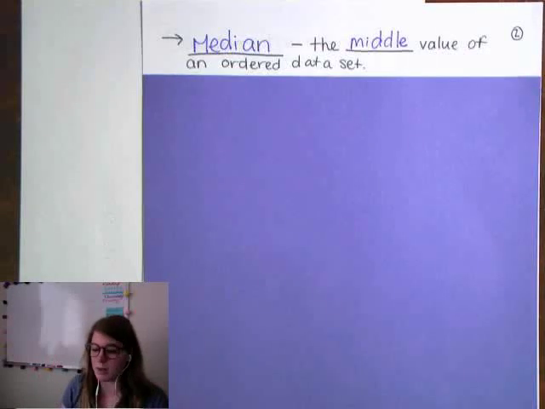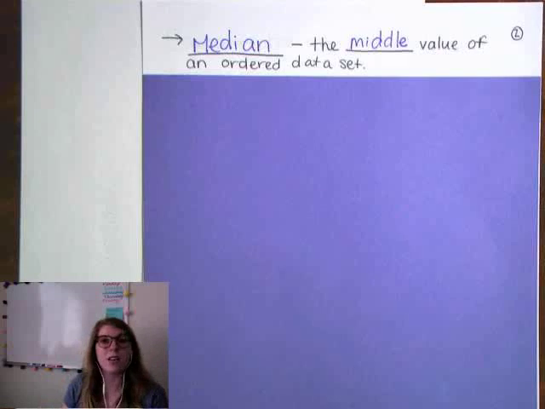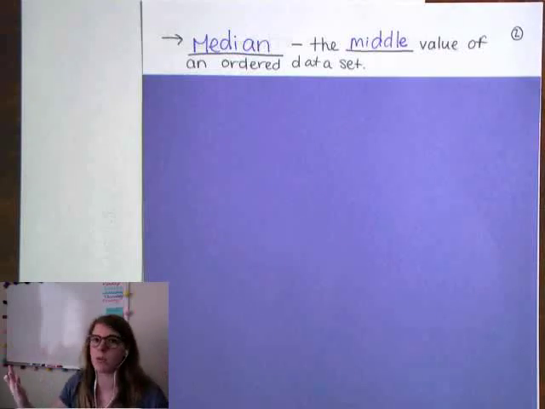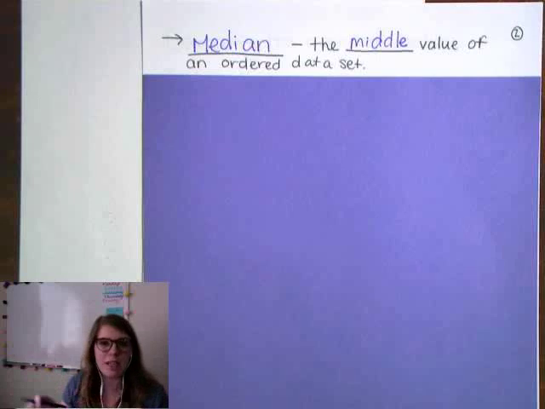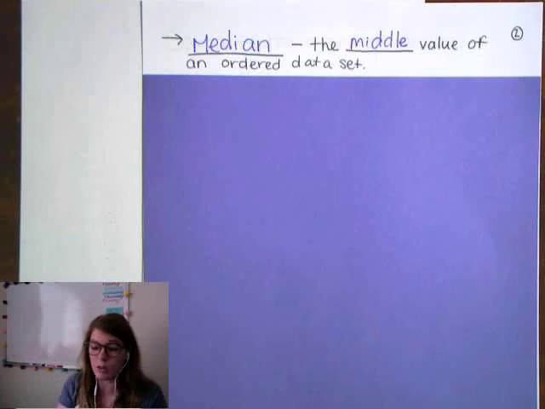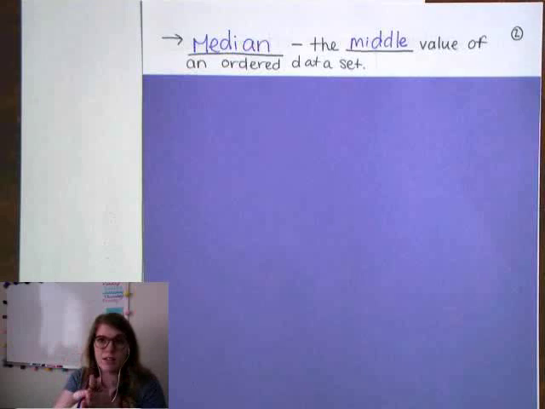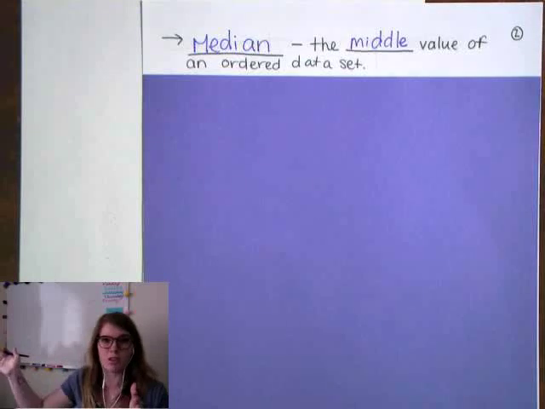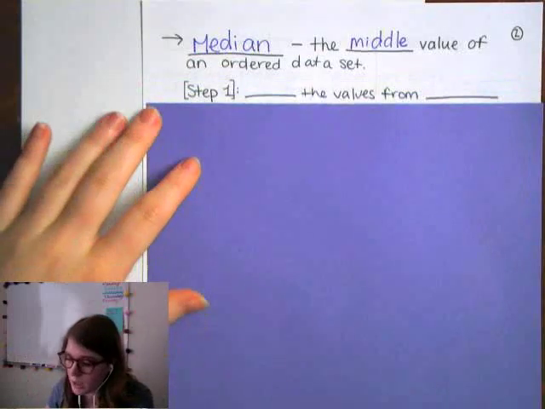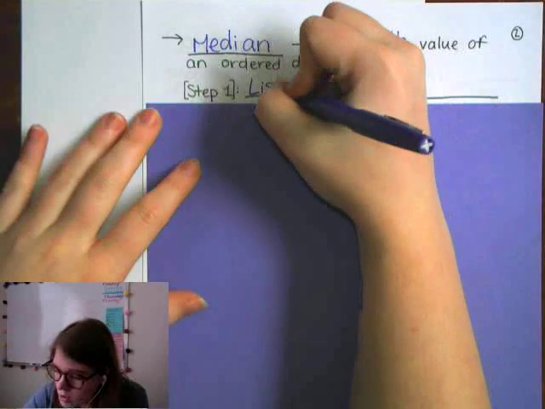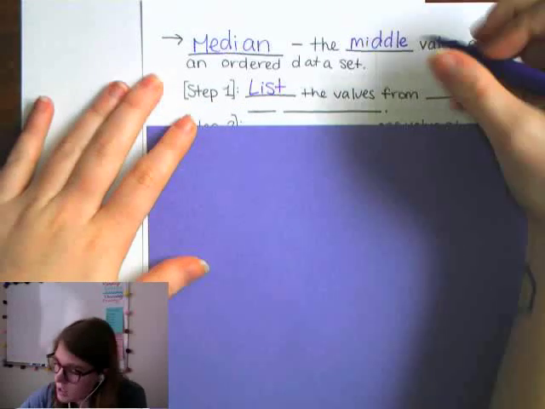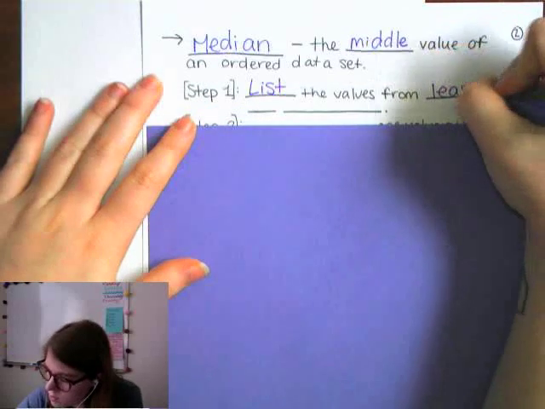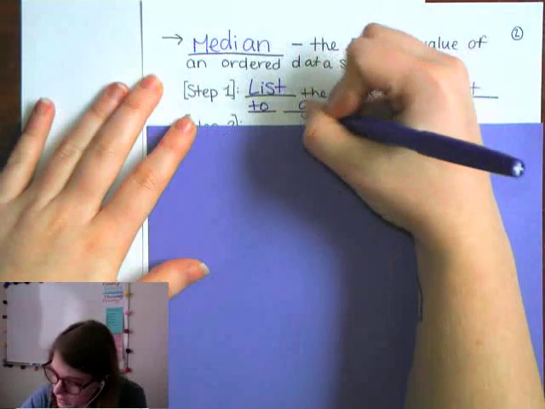But if we put them in order from least to greatest, then like we said earlier, we're finding that typical value. We don't want to give somebody the least. We don't want to give them the greatest. We want to give them kind of what everything is around. And so the median is going to be literally that: the direct middle of my data if I put it in order from least to greatest. So step 1 is going to be to list the values from least to greatest.